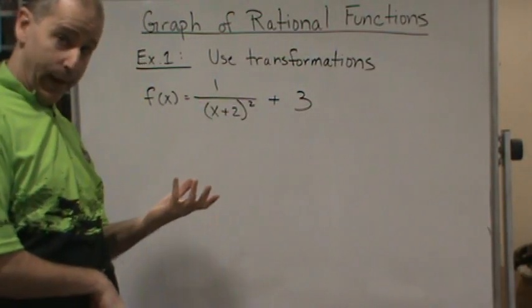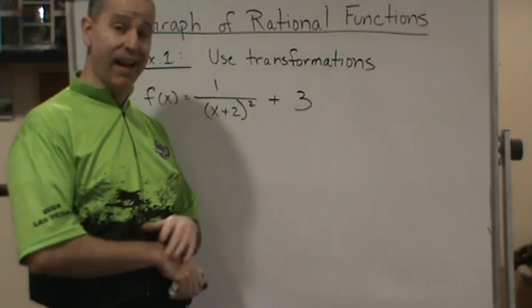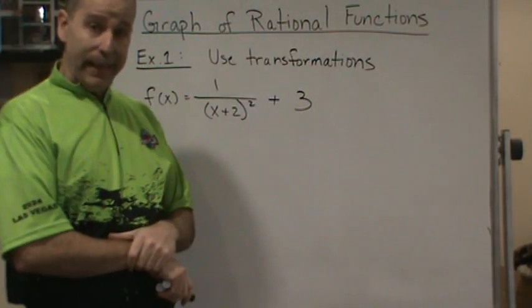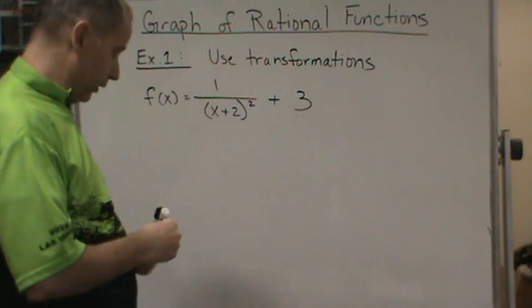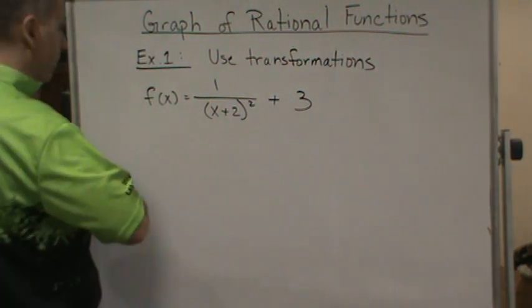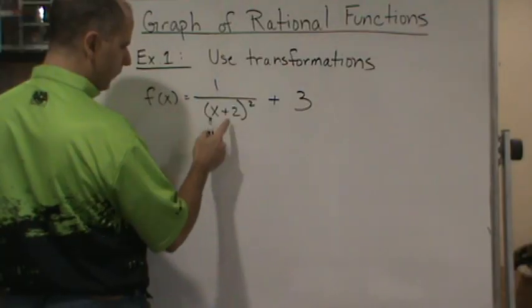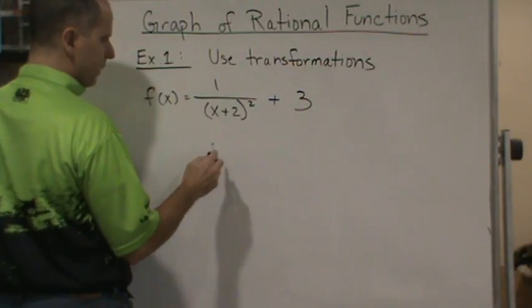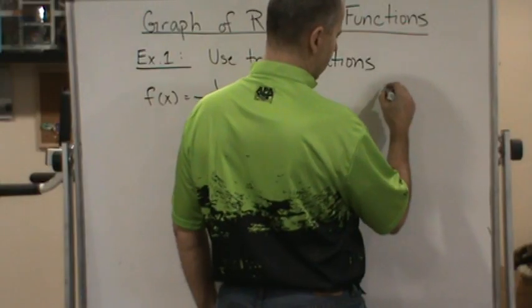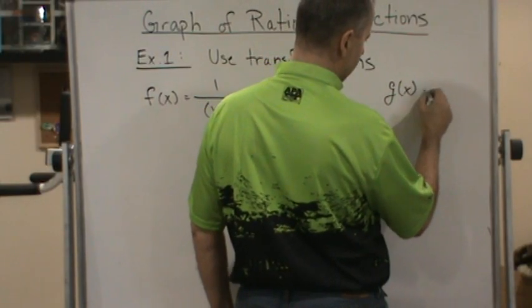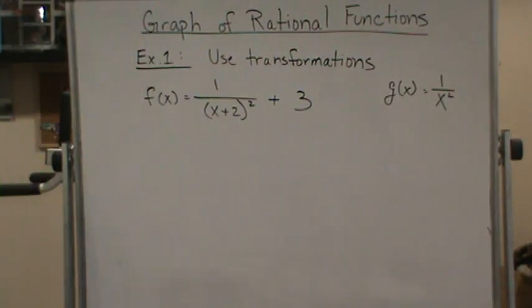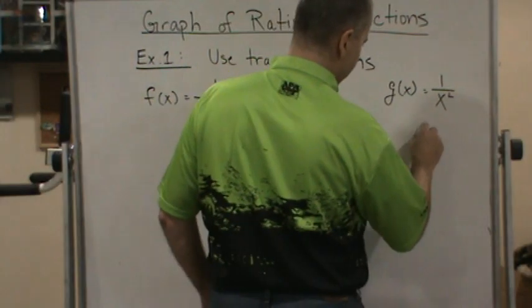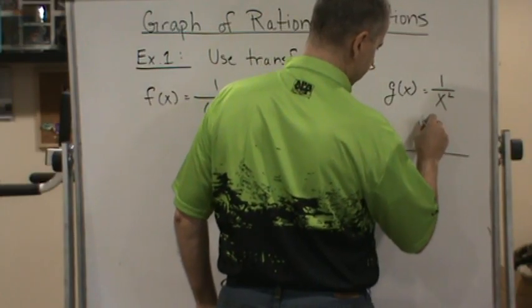So one way to graph rational functions is to recognize when they're using basic functions, or our toolbox functions, is another way of looking at it. But here, notice that this is a reciprocal squared function, right? So our parent function, in other words, let's call it g of x, is equal to 1 over x squared, right? So that's our squared reciprocal function, right? So we know what that looks like.